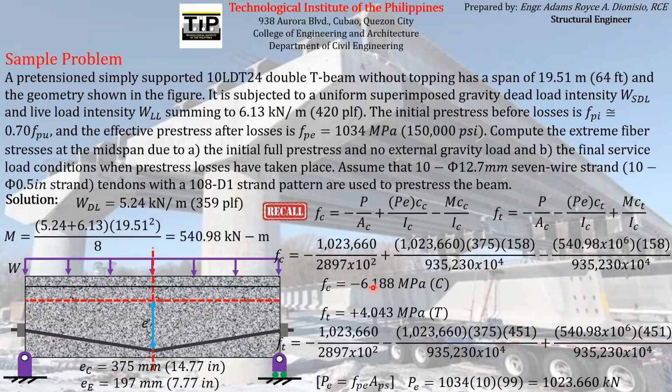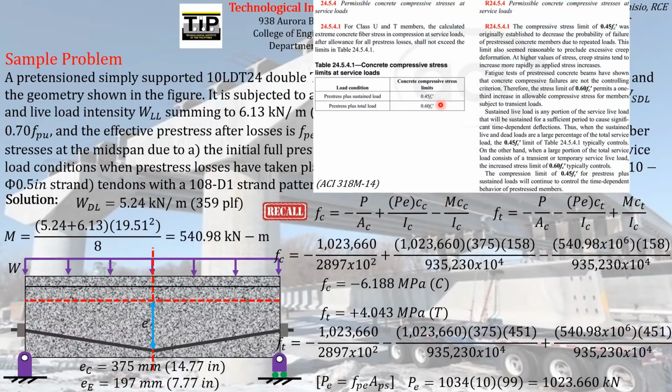Before we accept this as the final answer, we have to check first if these stresses comply with the code requirement, the code limitation in terms of the permissible stresses that can be experienced by the concrete at service load condition. So we have to refer to the particular provision of the code that pertains to the maximum permissible stresses at service loads. Let's go first to the maximum permissible stress at service load in terms of compressive stress.